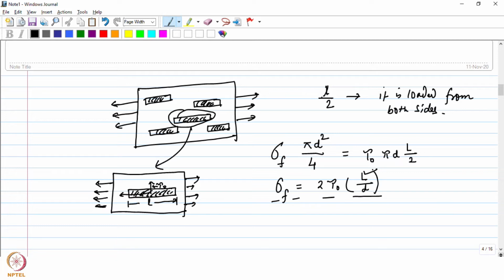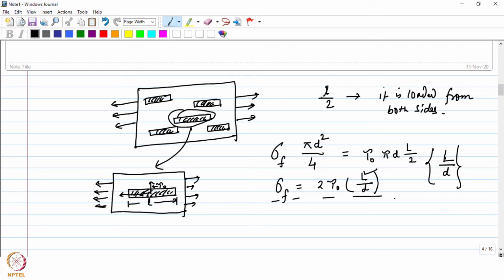Rule of mixtures talks about only the weighted average, and it does not really care what kind of morphology or geometry you have for the reinforcement, right? But here you can see now the L by D ratio has come into picture. So the geometry or the dimensions of the reinforcement will also play a role on the deformation of the composite material.